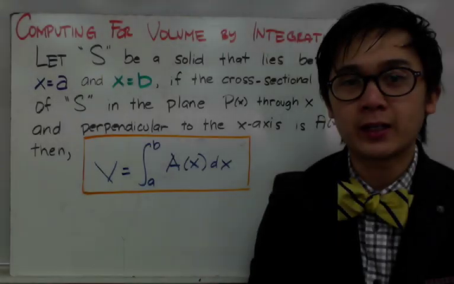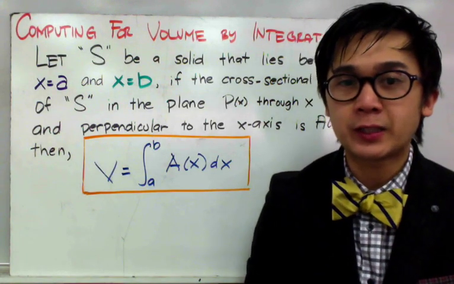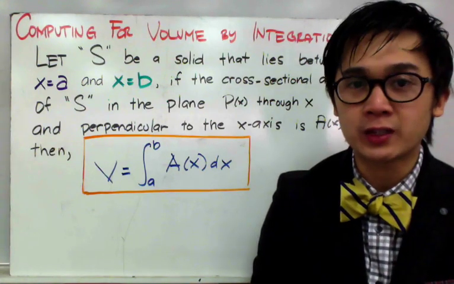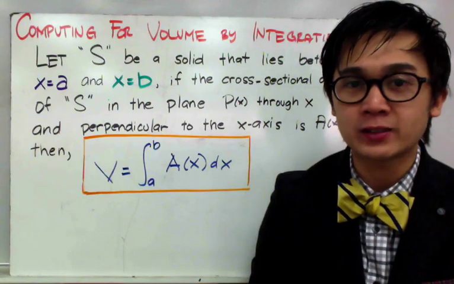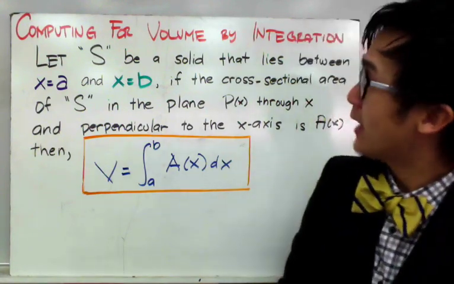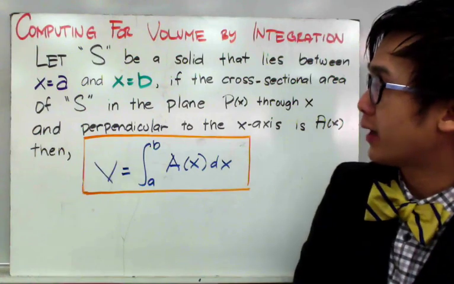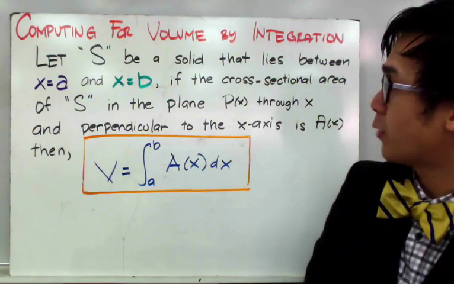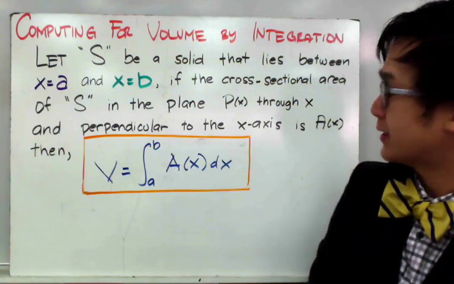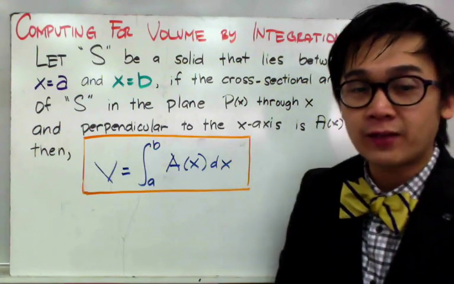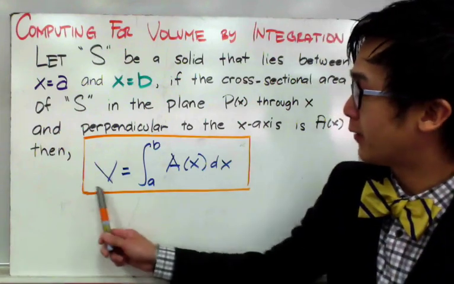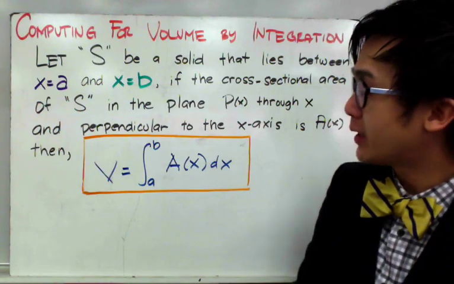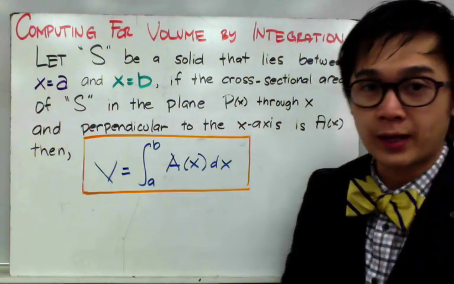Aside from finding the area between curves, integration can be used in finding the volume of the solid generated by rotating your function along the x-axis or the y-axis or a given line. Now, let S be a solid that lies between x equal to a and x equal to b. If the cross-sectional area of S in the plane Px through x and perpendicular to the x-axis is A(x), then the volume of that figure will be computed using this formula, which is V equals the integral of A(x) dx from a through b.